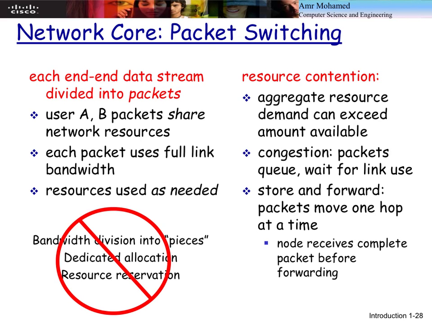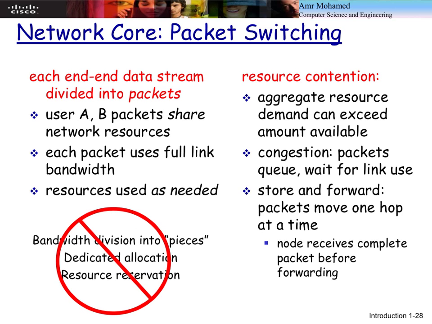So for packet switching, each end-to-end data stream is divided into packets, and user A and B packets share the network resources. There's nothing reserved for you beforehand. Okay? Each packet uses full bandwidth and resources are used as they are needed. I'm not reserving any virtual circuit for you. The good thing about this is that I don't have to establish the circuit. And if you have more packets, you will consume more. If you have less packets, you will consume less. That's good.